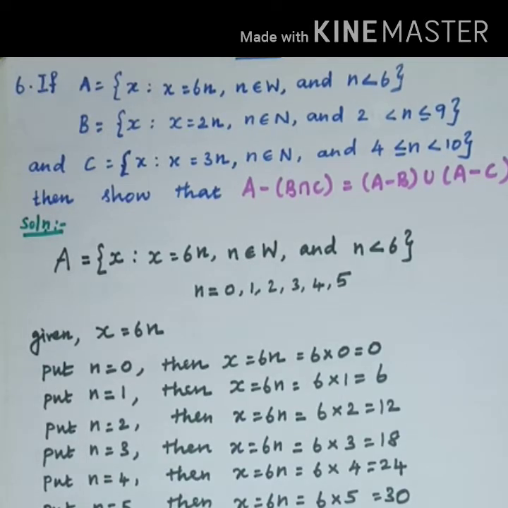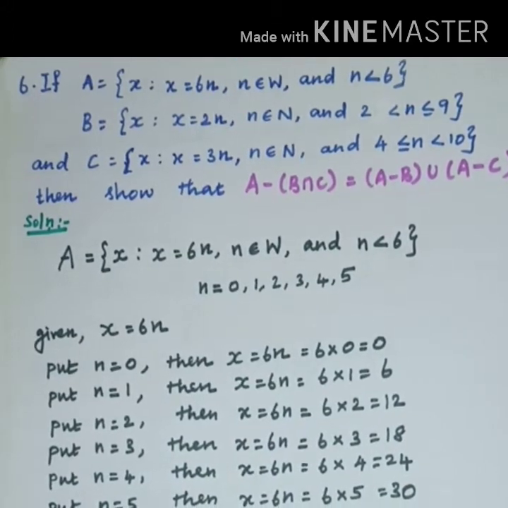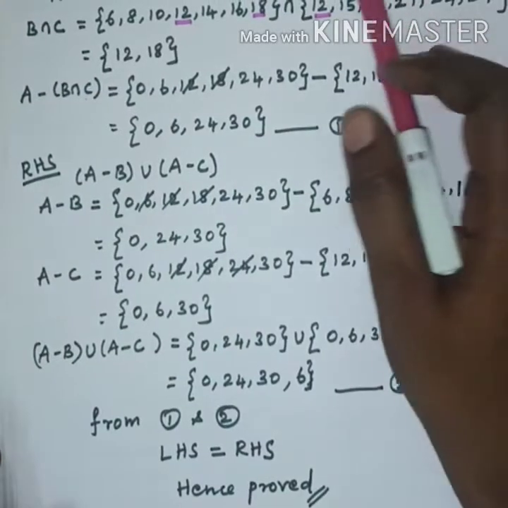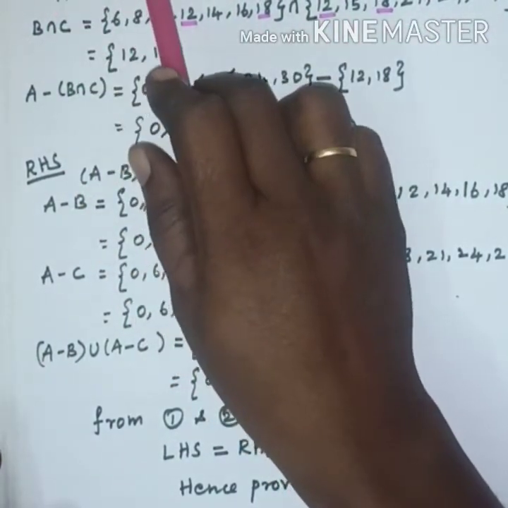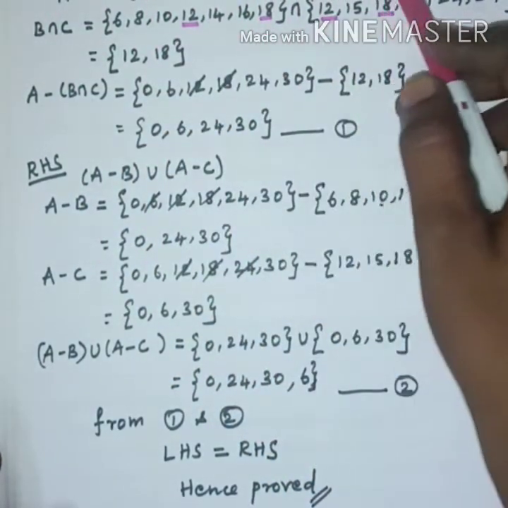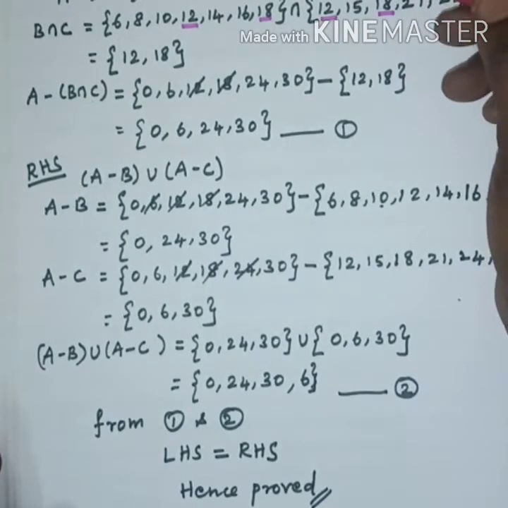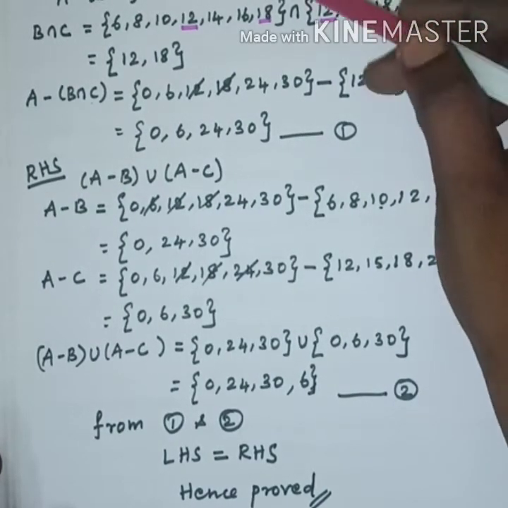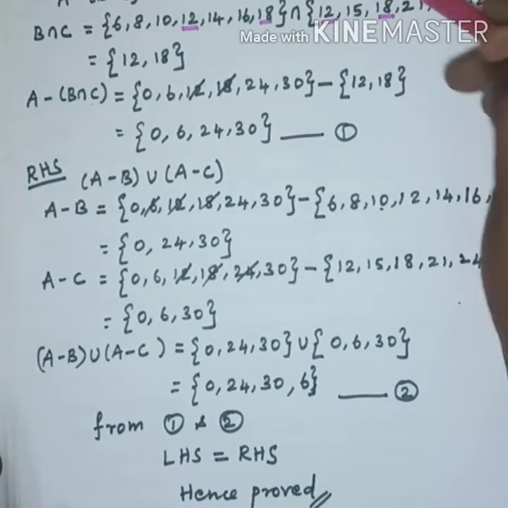Similarly we have to write the elements of B. And then the same way you have to find the elements of C. Okay. Now we get the elements of A, B, C in the roster form.